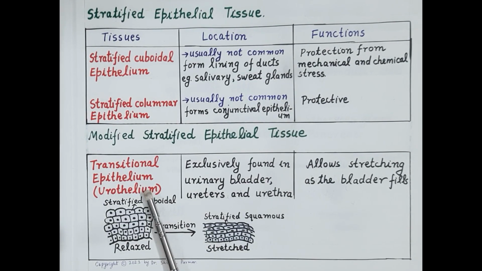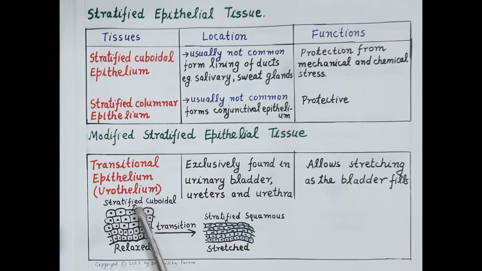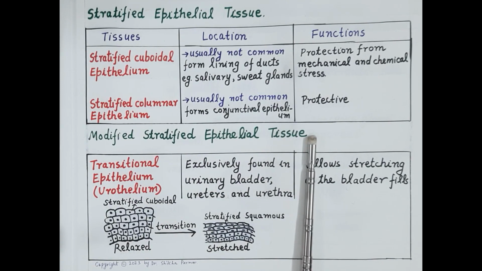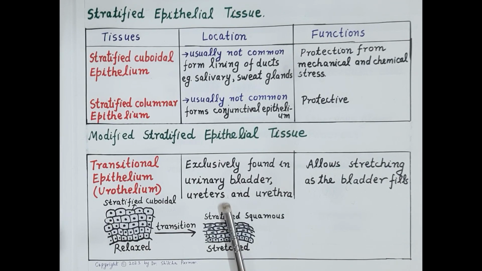Now, let's study transitional epithelium. It is exclusively found lining the organs of urinary system, and therefore it is also known as urothelium. It is a modified stratified epithelial tissue. It is exclusively found lining the inner walls of urinary bladder, ureters and urethra, and it allows stretching of the walls. Now, as the urine fills, it allows stretching of the walls of urinary bladder.